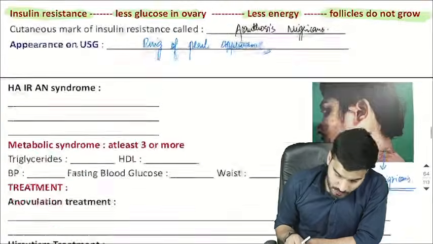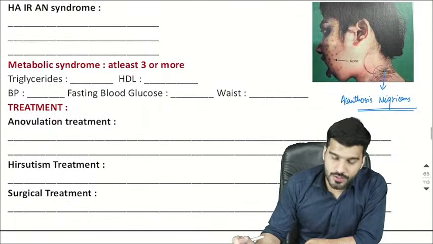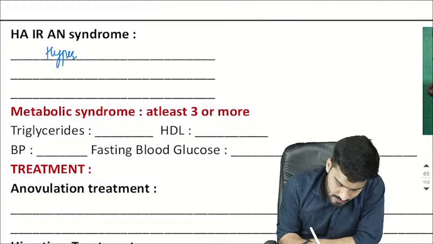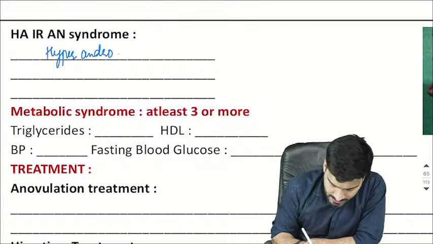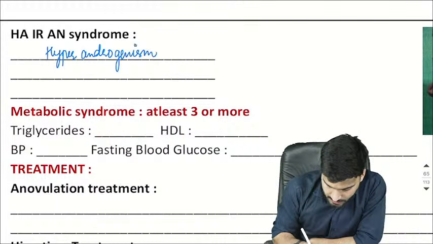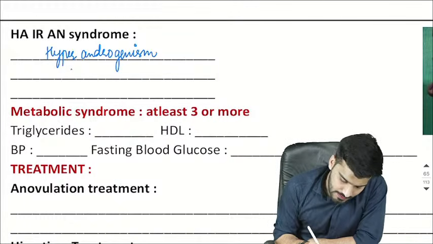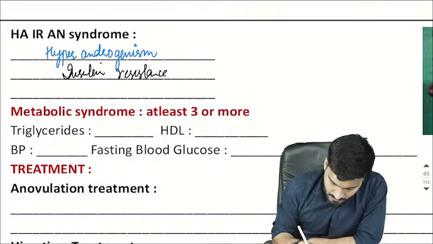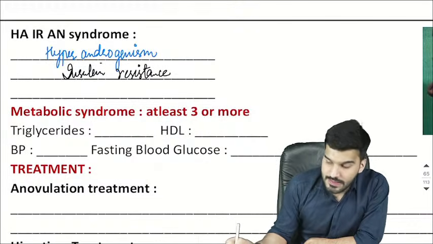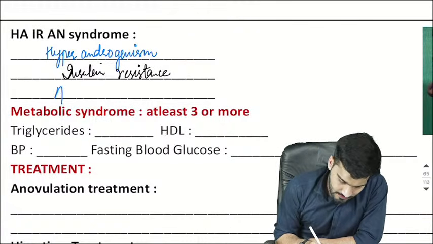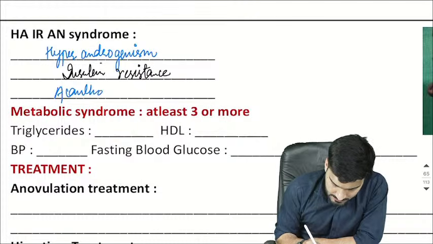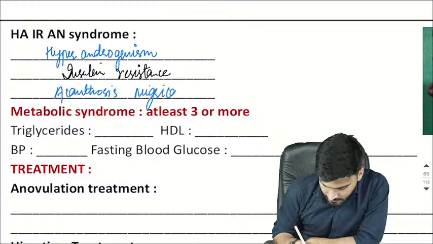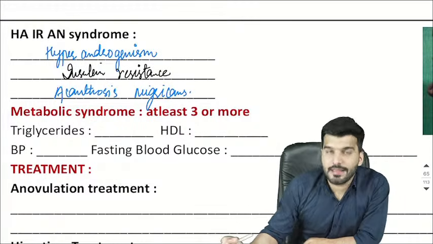Clear? Now next to that, we have a HAIR-AN syndrome association. What is HA? HA stands for hyperandrogenism. We have IR, that is insulin resistance. And next one, we have AN, which is acanthosis nigricans. Clear to that?